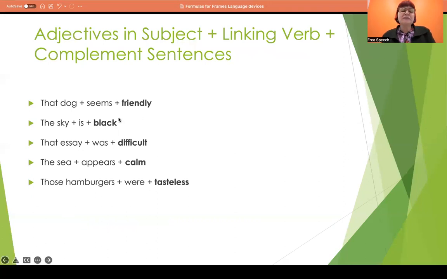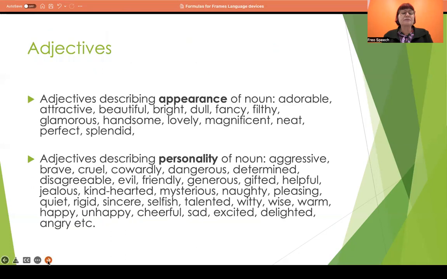So these are sometimes missed as adjectives because we're so used to seeing them before a noun, like the black sky, or even slightly after the noun, the sky that was black, but not at the very end of the sentence, the sky is black. So it's just important to recognize that those are also adjectives.